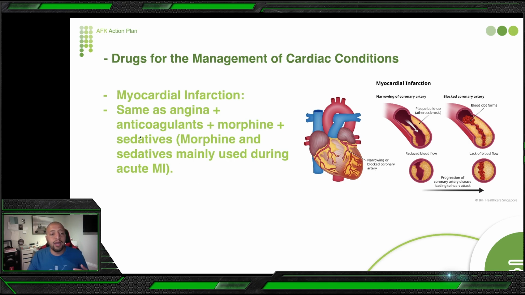Maybe we are giving our patient an anticoagulant. Sometimes we give him morphine or a sedative. Morphine as a sedative is mainly used during acute MI. So we are not giving our patient morphine because he had a history of MI, but now while he has an MI attack, we're going to give him morphine. Why? Because it's extremely painful, so you need to relieve the pain for your patients. So whatever is added here is the same as angina, but we add more anticoagulant.